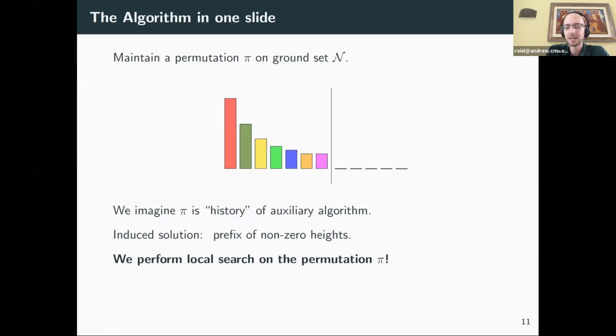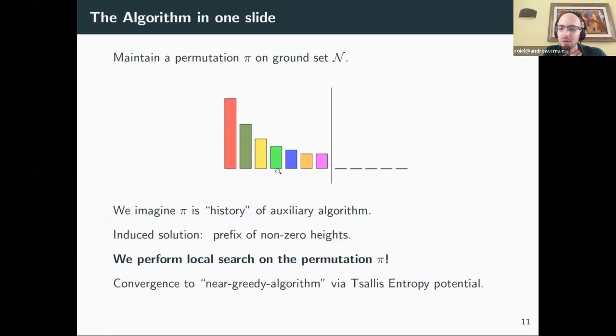And our dynamic algorithm maintains such a permutation and it performs local search on the permutation itself. So it does some sort of swaps and rotations of this permutation. And the way we argue about this is we say that when the local search terminates, this permutation looks like the history of something that's very similar to a greedy algorithm. It's an approximate greedy algorithm. And for that reason, it gives a competitive solution.